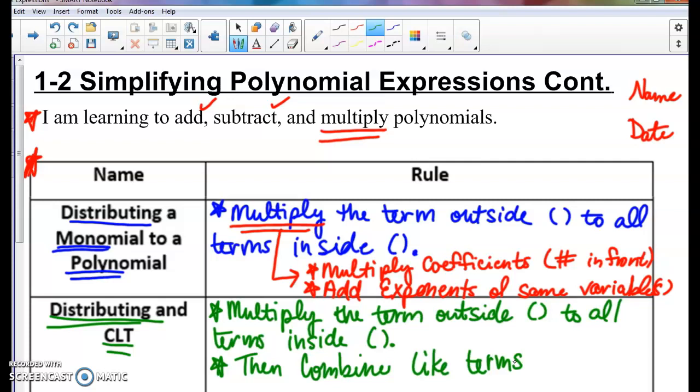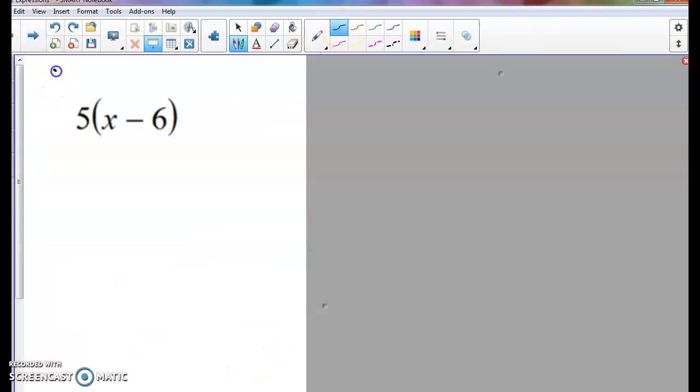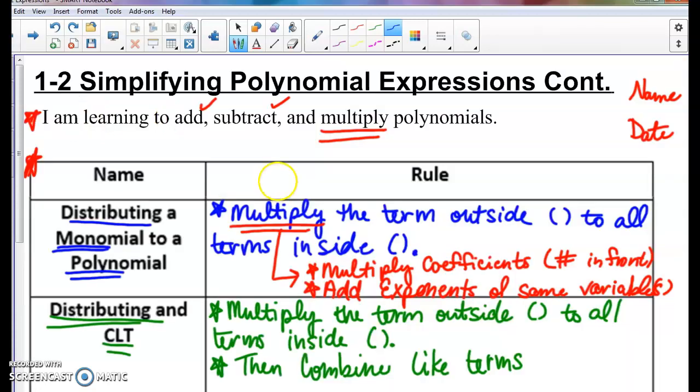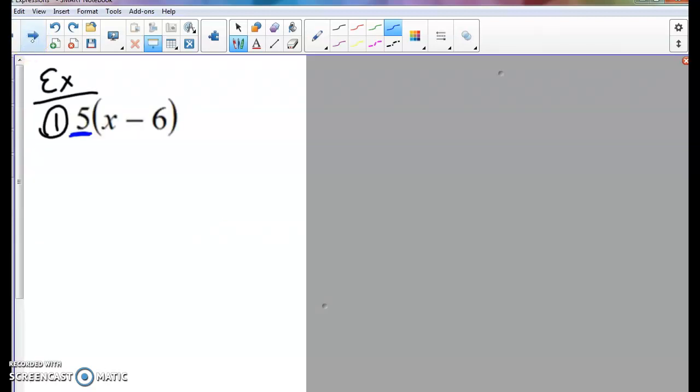So now that we have these rules, let's see them in action. Example 1. Go ahead and write out your 5 parentheses x minus 6. So this is a distributive property example, because we just have one number on the outside of parentheses, and we're lucky because it's just a 5, so no variables. We don't have to worry about exponents right now. It's just a 5. So now we just distribute our 5.